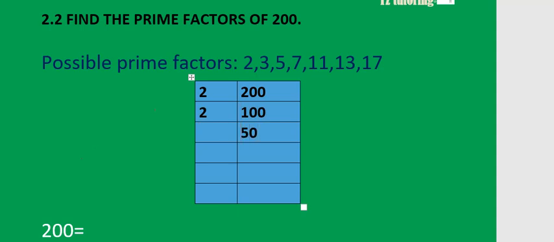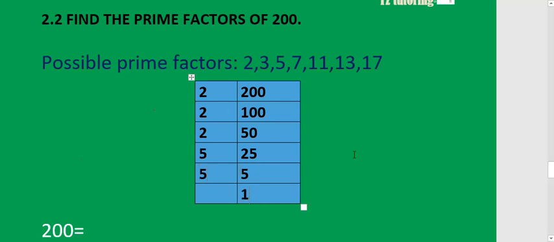Could 50 be divided by 2? Yes. If you divide 50 by 2, you get 25. Could 25 be divided by 2, the first prime factor? No, it will leave a remainder. Could it be divided by 3, the next prime factor? No, but it can be divided by 5. Okay, so we divide 25 by 5 to get 5. And of course, if you divide 5 by itself, that will give you 1.